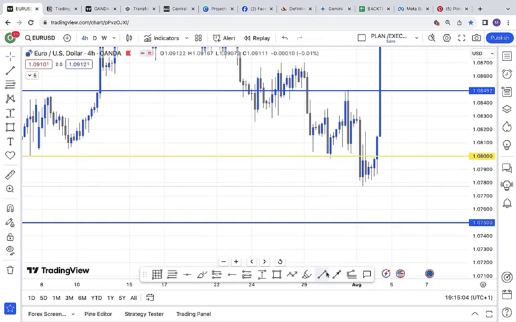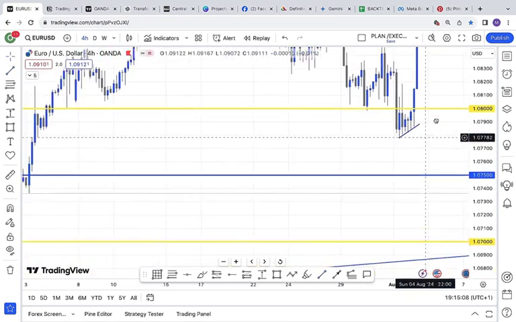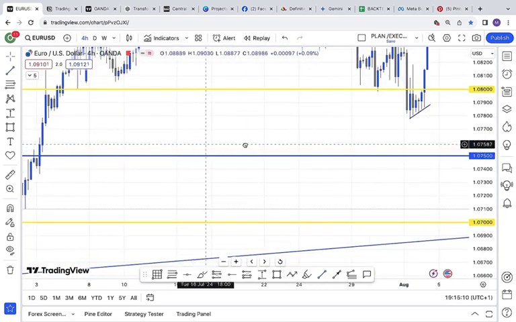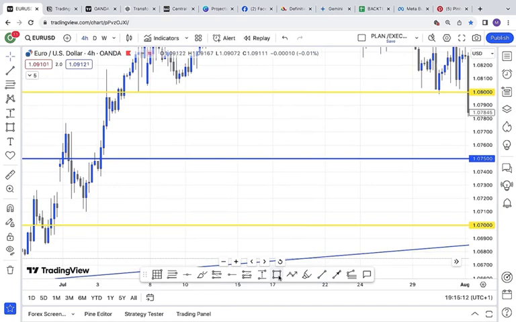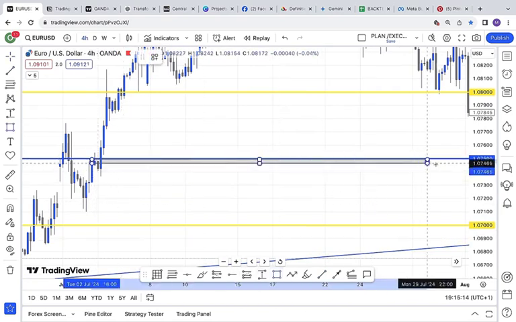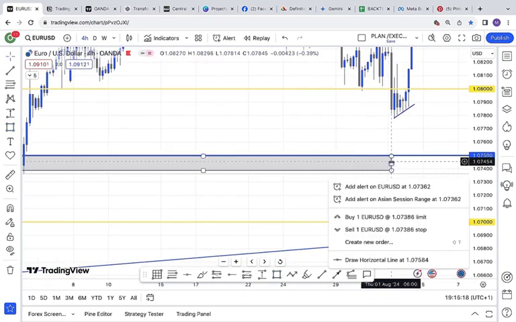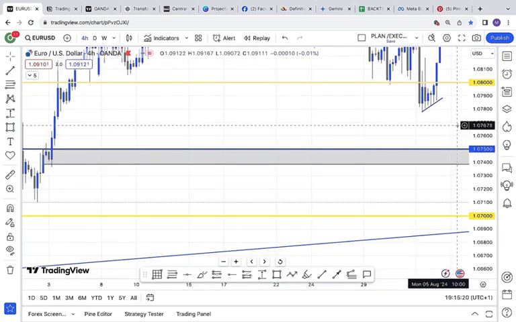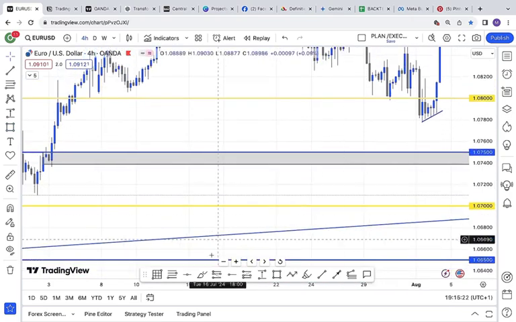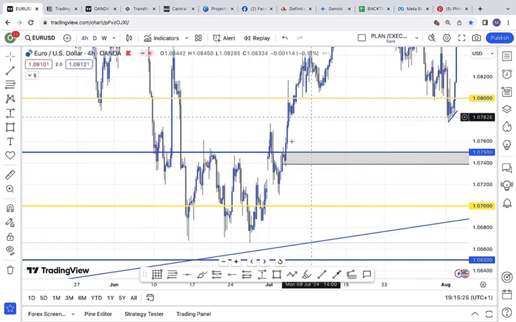If you look closely, we have this liquidity building in the 4 hour to this demand zone. Look at this demand zone here. Price is set to tap into this demand zone. So I'll be watching for price to tap into this demand zone on the 4 hour time frame.